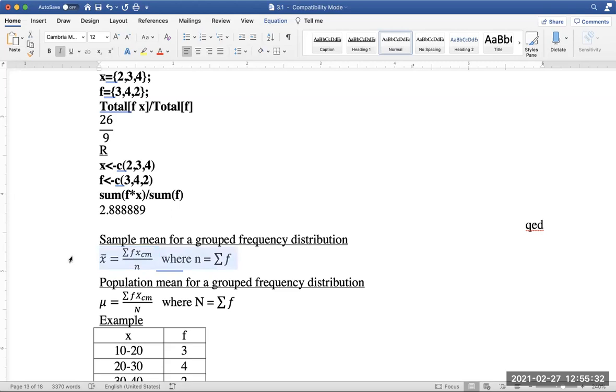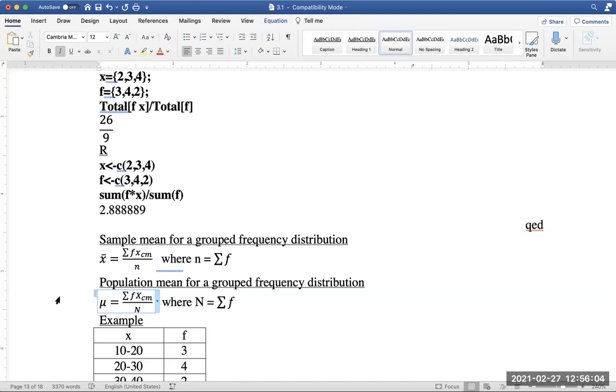And so the sample mean is just the sum of F times X sub CM, all divided by N, where N is equal to the sum of F. Same for population: mu is equal to the sum of F X sub CM divided by N, where N is the sum of F.